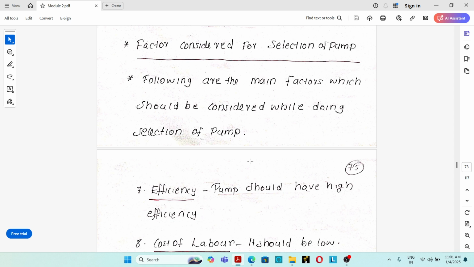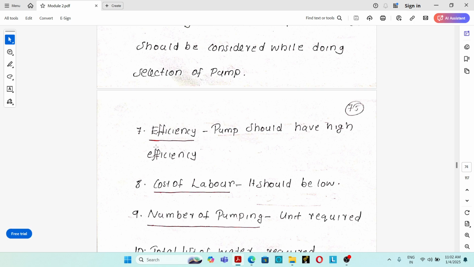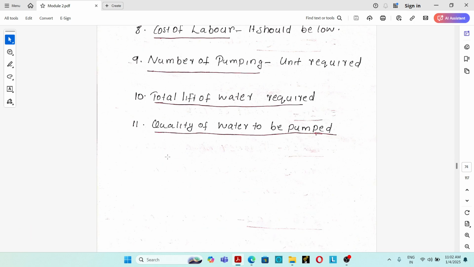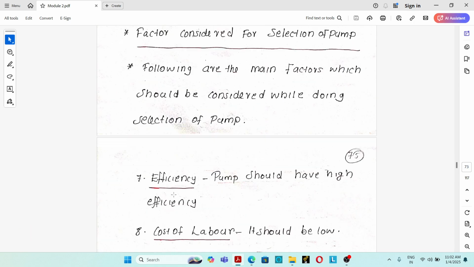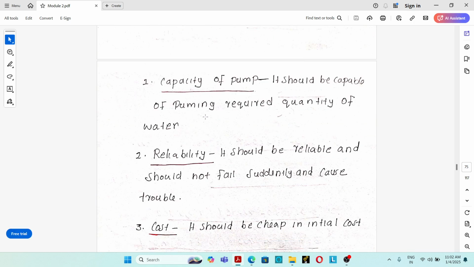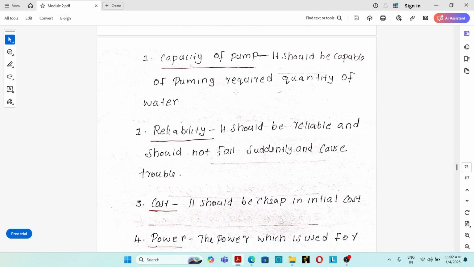So next one, factors considered for selection of a pump. What are the factors that will be considered for selection of a pump in a hydraulic circuit? First one, capacity of pump. It should be capable of pumping the required quantity of water. Second one, reliability. It should be reliable and should not fail suddenly and cause trouble.